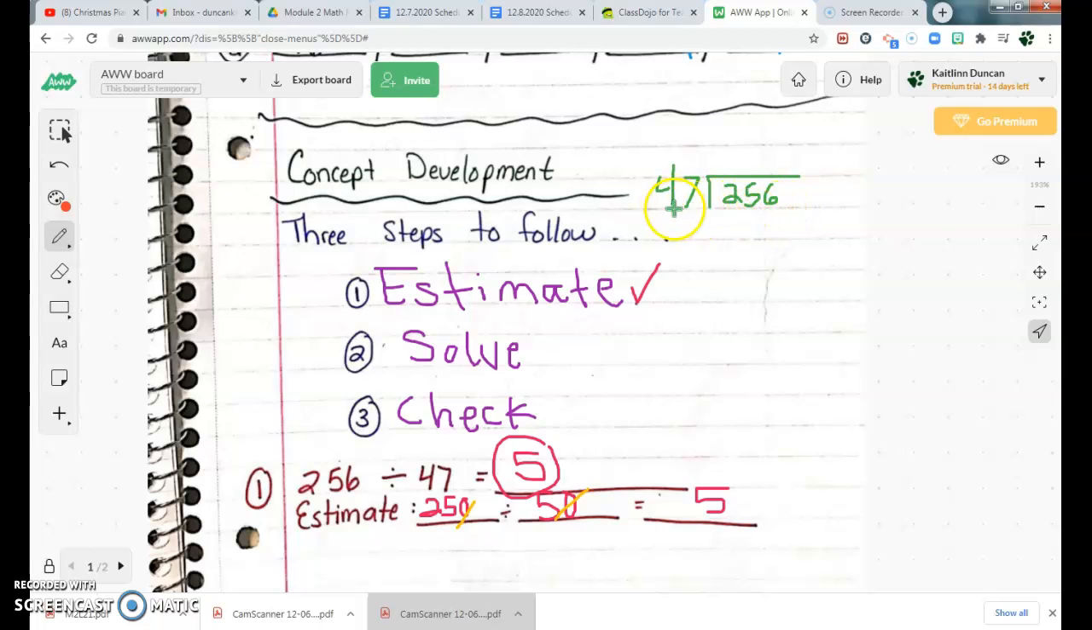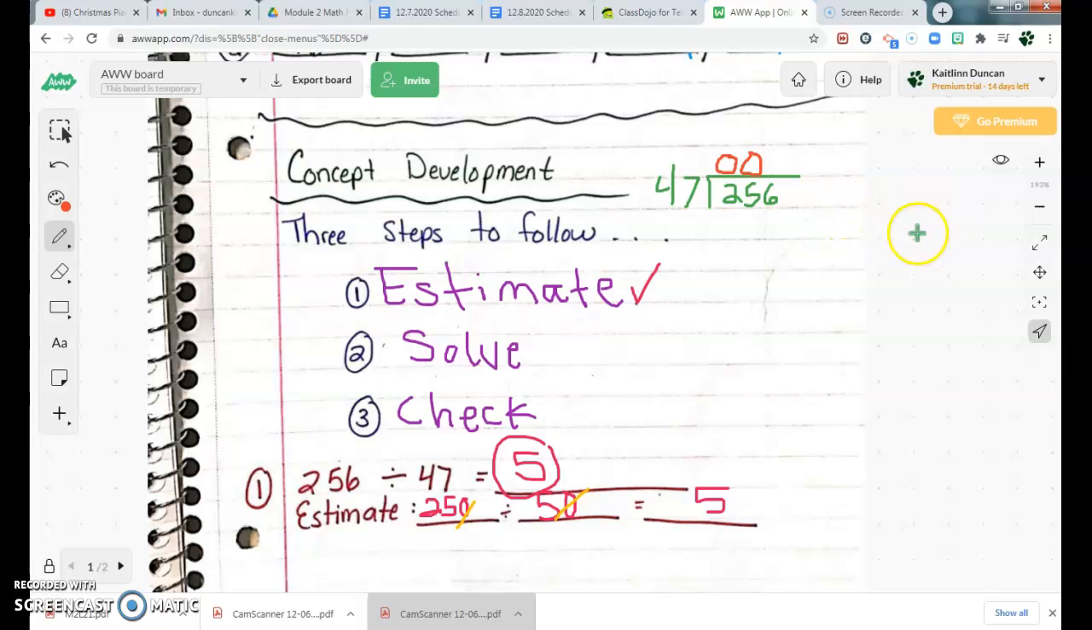Okay? Now I have to see, I'll do red, how many times 47 can go into each one of these numbers. So can 47 go into 2? No, it cannot. I'm going to put a 0 on top of there, or an X, whatever you choose. Can 47 go into 25? No, it cannot. That is, again, too small. Put a 0 right there. Can 47 go into 256? Yeah, it can. But how many times? I'm going to say it's probably around 5 times, but I don't know for sure.